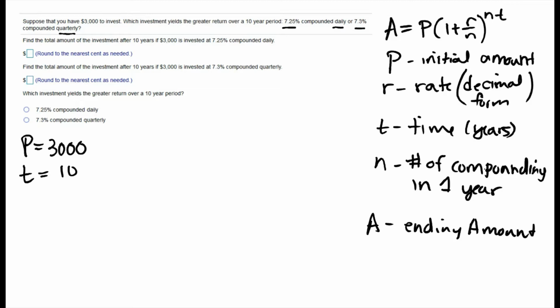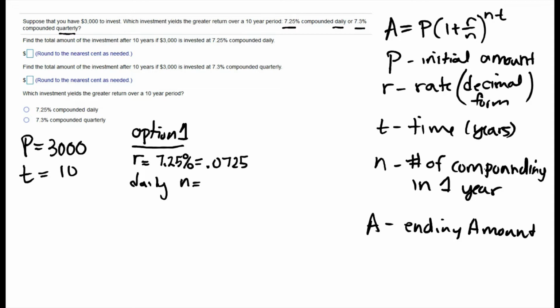So for option 1, which is our rate being 7.25%, and remember we're always going to write this in decimal form, so I'm going to move that decimal point over 2 places, and this is compounded daily, and this is how often interest is added. So this is going to tell us that our value of N is 365, because that's how often the interest would be added.